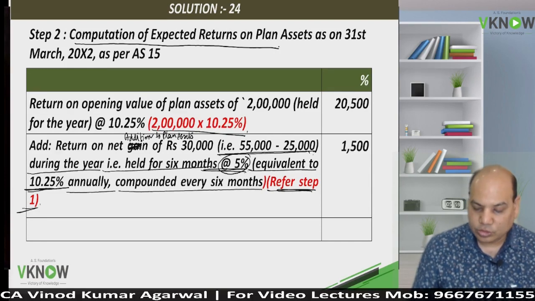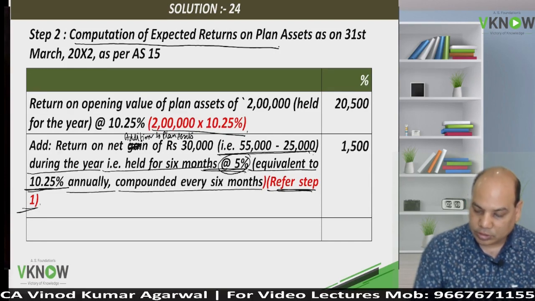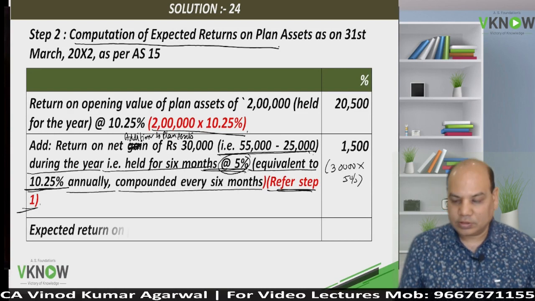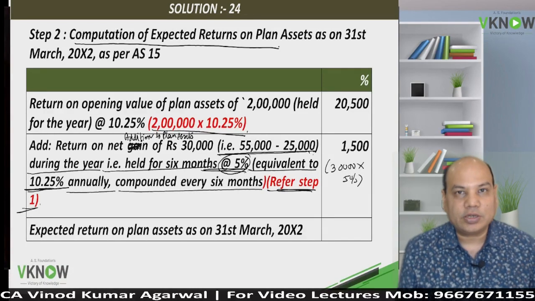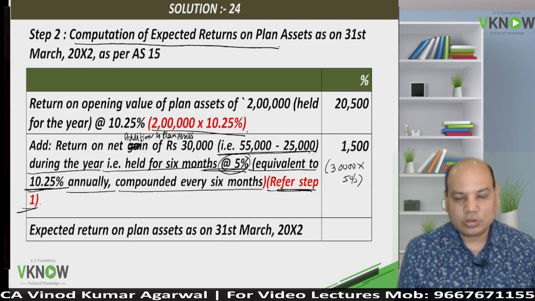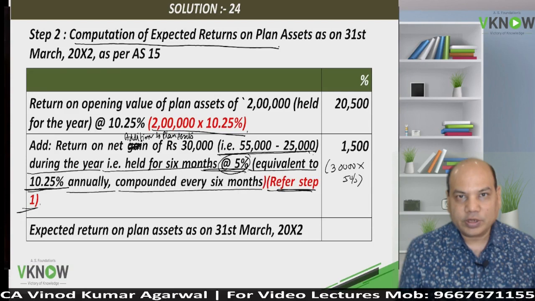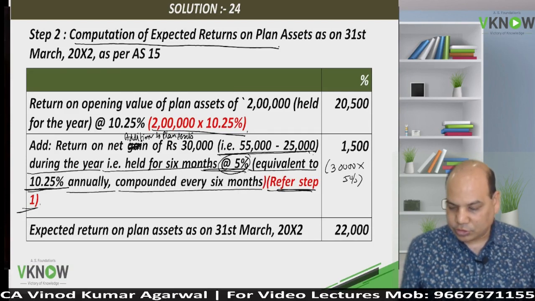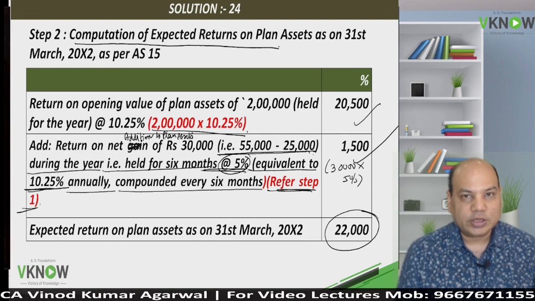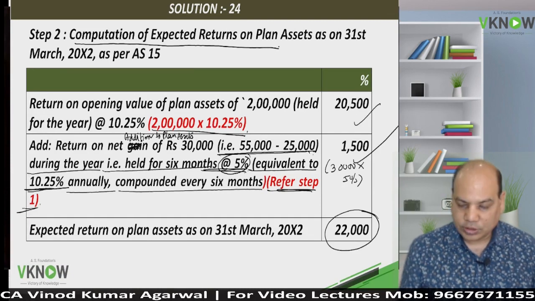So that is coming to 30,000 into 5%. Therefore expected return on plan asset is 22,000. Add these two numbers. Expected return on plan asset 22,000.